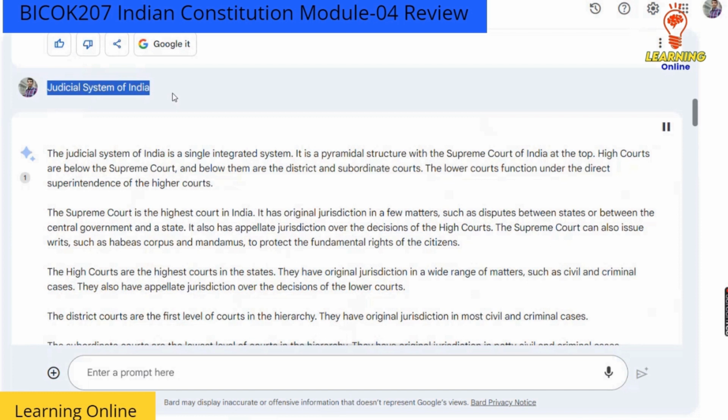The Supreme Court is the highest court in India. It has original jurisdiction in a few matters, such as disputes between states or between the central government and a state. It also has appellate jurisdiction over the decisions of the high courts.